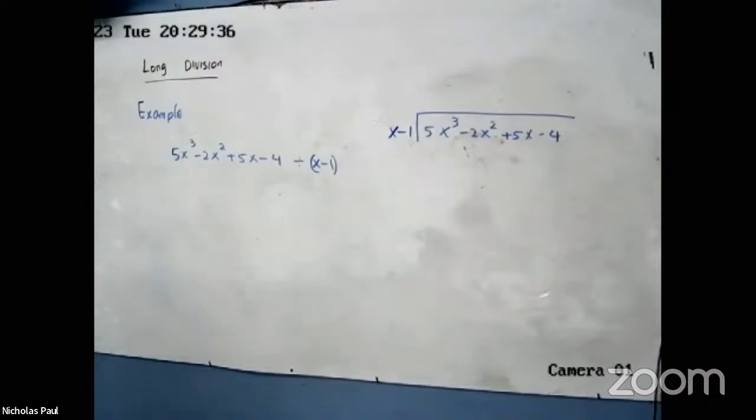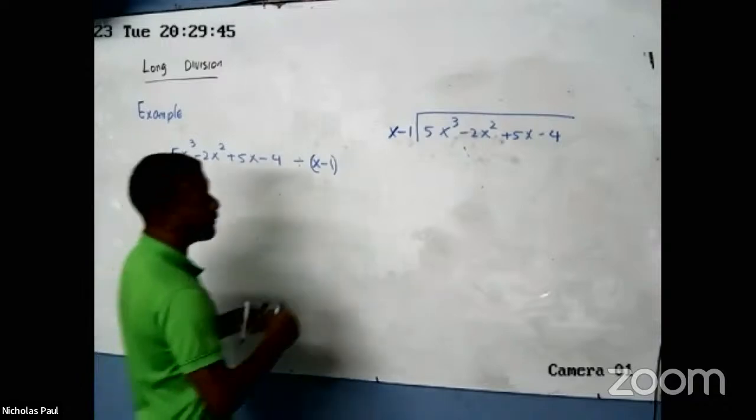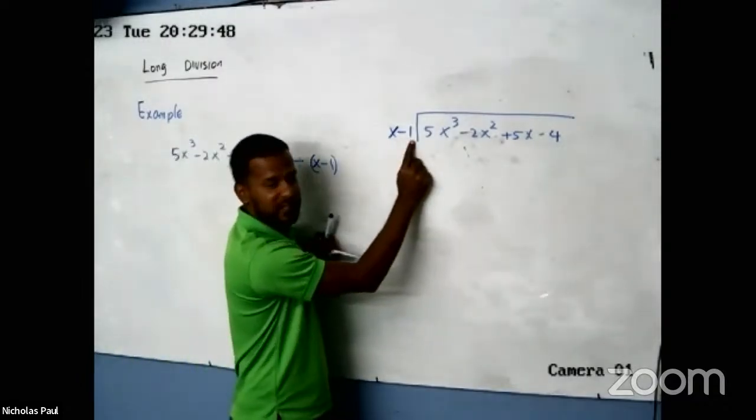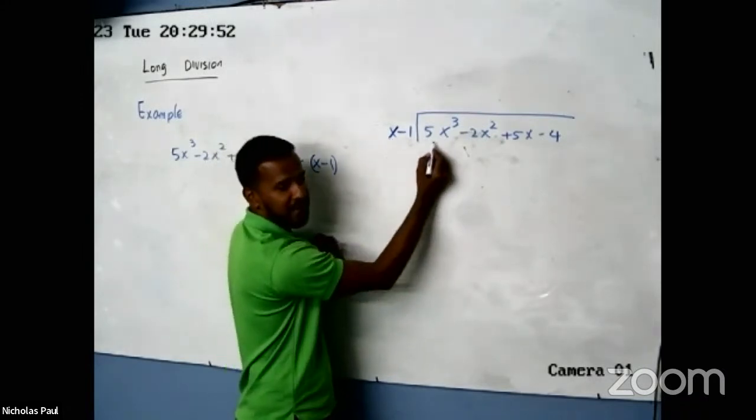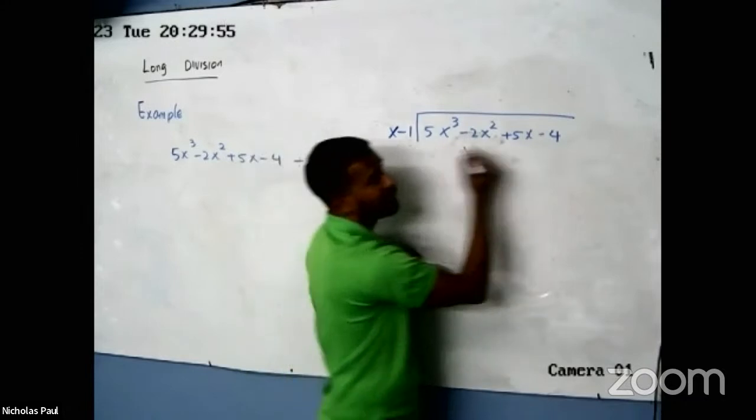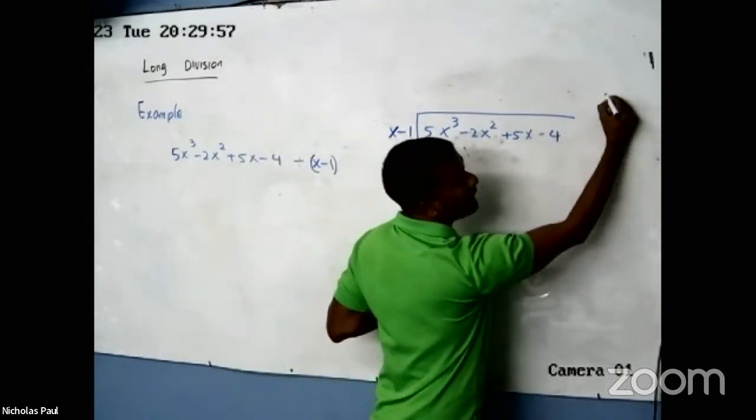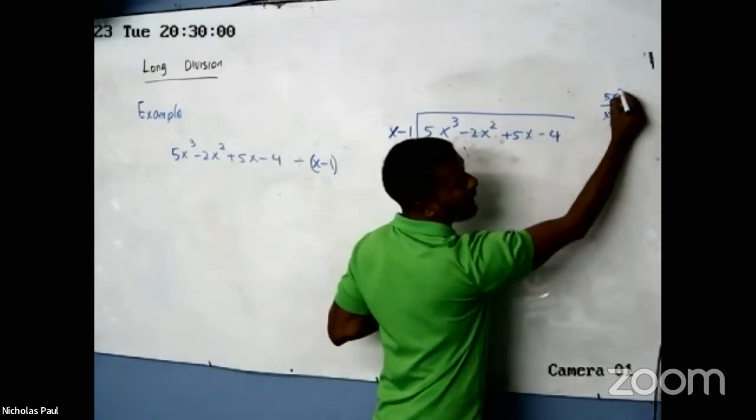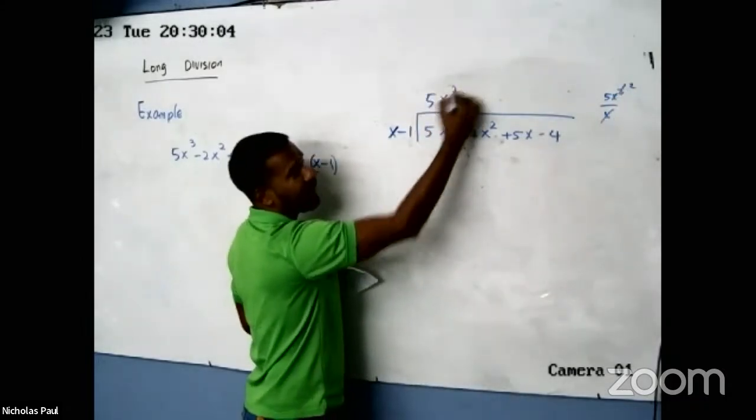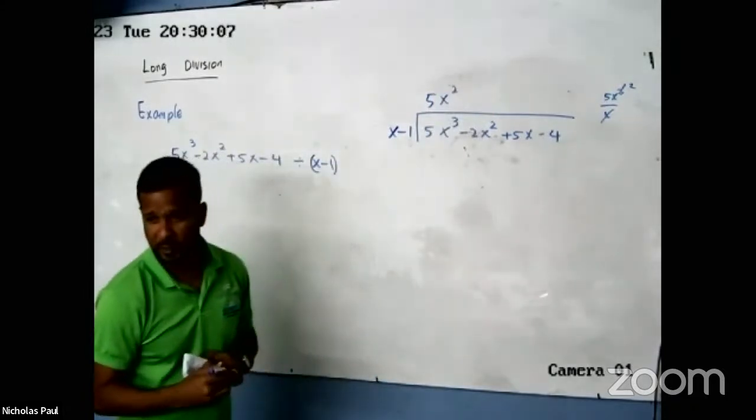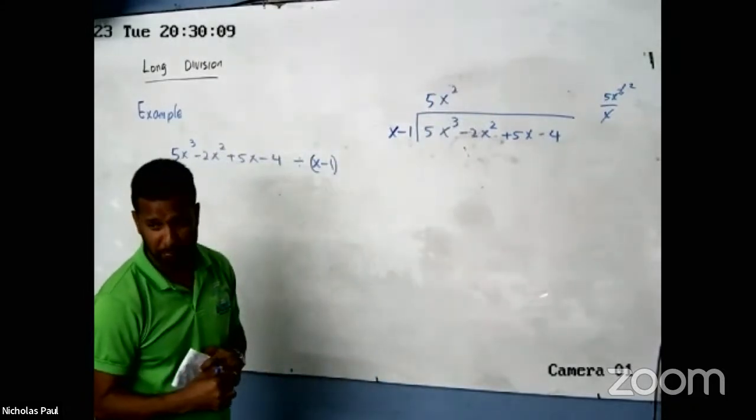I like it. What do you think, Amara? Close. So here's what you're gonna do. Instead of dividing the x minus 1, you just divide the x. So you're dividing x into 5x cubed. How much is that? You're taking 5x cubed and dividing it by x. This will cancel and give you 5x squared. That's okay? Okay with that?